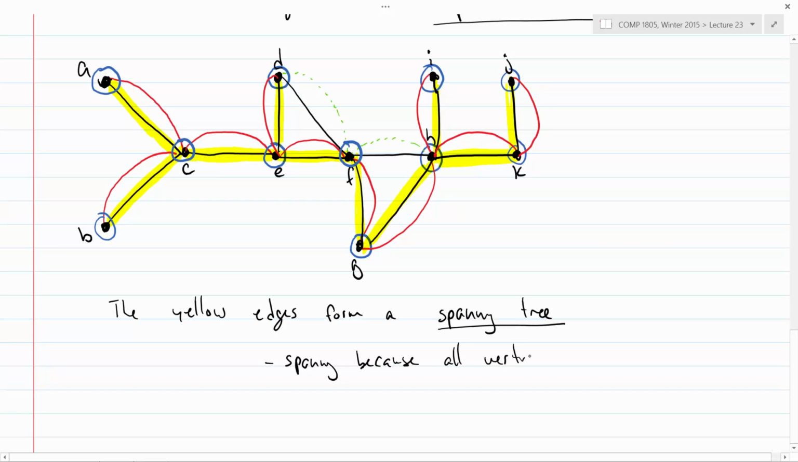So all vertices are visited, I should say. Just to be clear, vertices and nodes are used interchangeably. It's spanning because all vertices are visited. And why is it a tree? This particular one, is it always going to be? Yeah. Well, because it's a subgraph with no cycles.